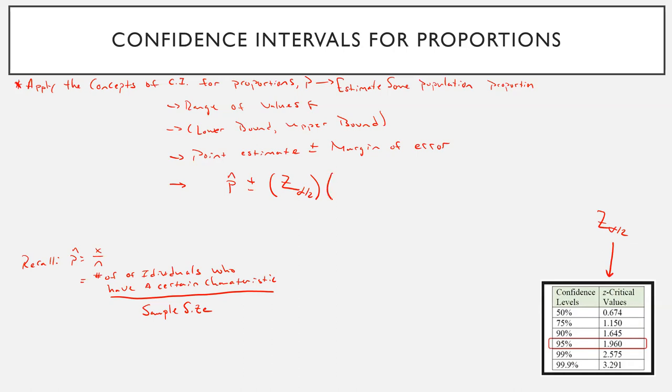Times the standard error. Now the standard error is a little bit complicated here. It's the square root of p hat times 1 minus p hat over n. When we were talking about the sampling distribution of the sample proportion, the standard error was the square root of p times 1 minus p over n. We just use p hat here because we don't know what p is. So this is just our formula.